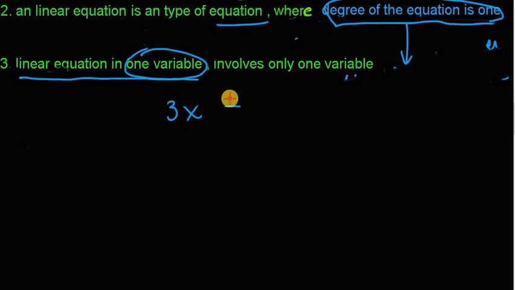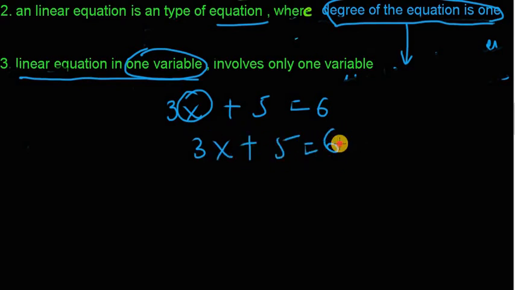So for example, 3x plus 5 equals 6, here we only have x. Or 3x plus 5 equal to 6x, we only have x, isn't it? There is no other variable like y or z. So the equation which has only one variable is called a linear equation in one variable.